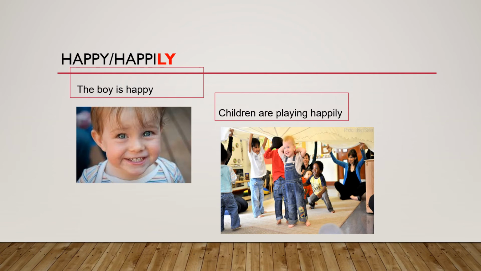Happy, happily. The boy is happy. Take a look at his face, and there is no doubt that he is happy. Now take a look at the second picture, and we have an action there. What are the children doing? They are playing. How? Children are playing happily. We are describing the action.